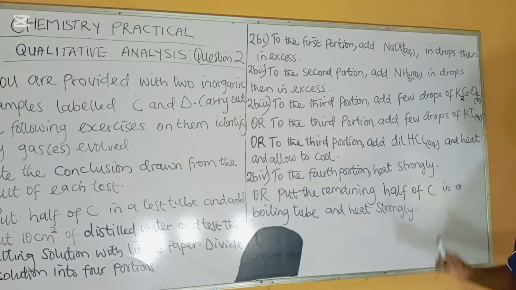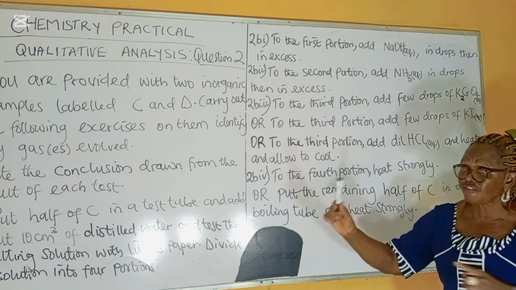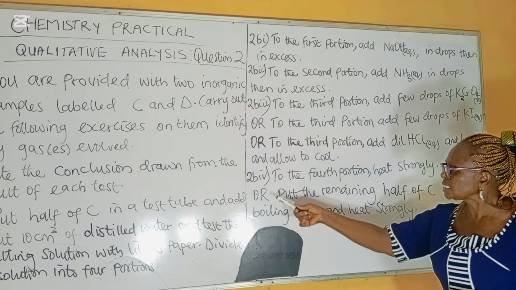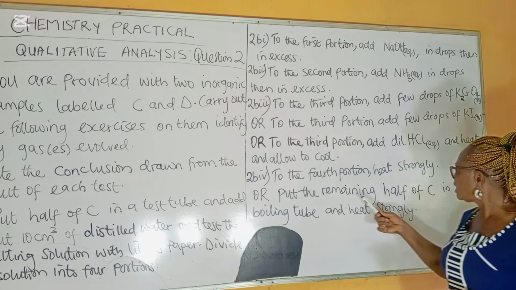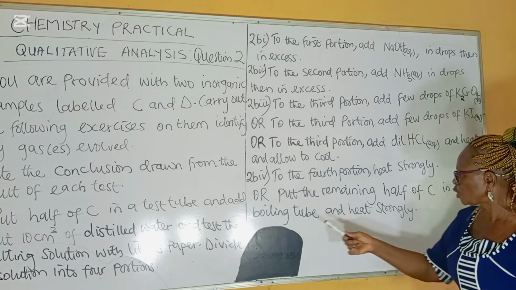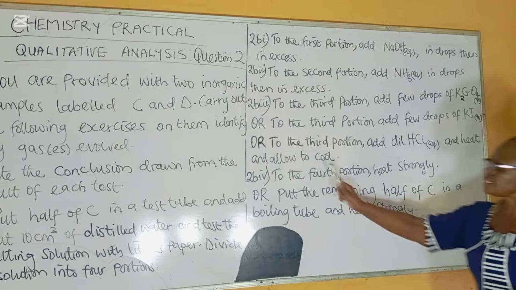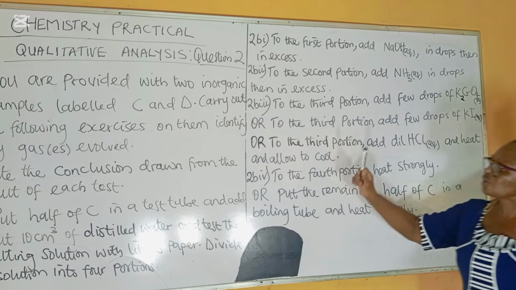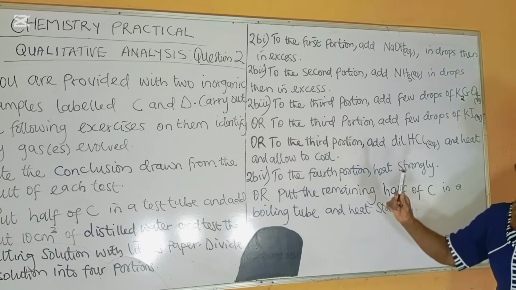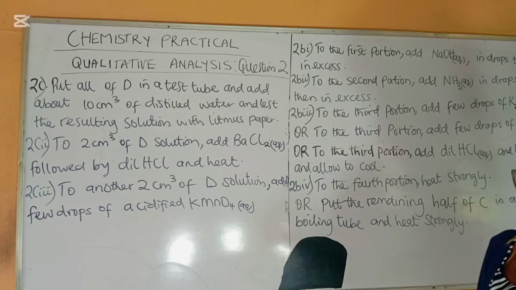You might be asked to heat it strongly. Or they will refer you back to the other half we never used, and I say, or: put the remaining half of C in a boiling tube and heat it strongly. So it's either this or this. Don't get confused when you see the word "or". Remember, we have 2 samples.